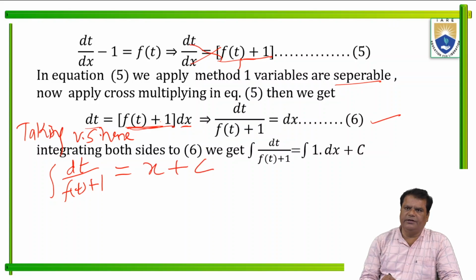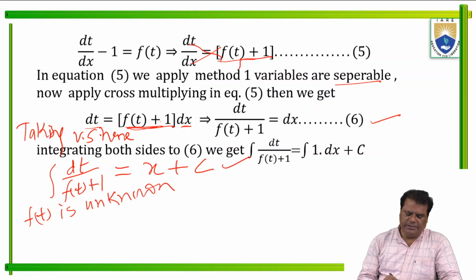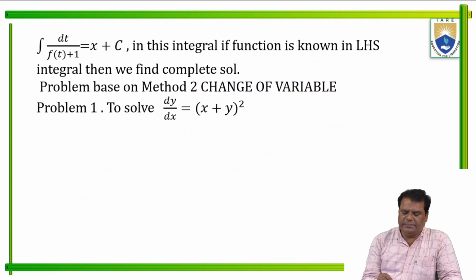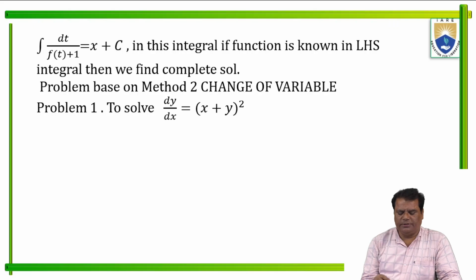So here f(t) is unknown. If f(t) is known, then we can integrate. So this is the complete answer: the integral of dt upon f(t) plus 1 equals x plus c. In this integral, if the function is known on the left-hand side, then we find the complete solution.